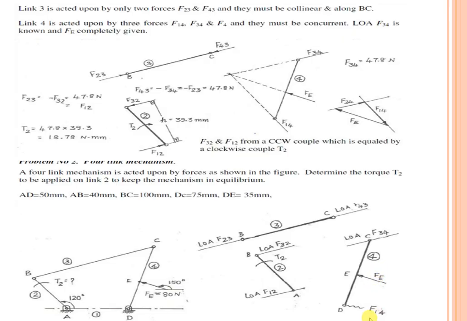So here at D, F of 1 4 will be applied, and the line of action of F of 3 4 will be there. So like this, the 3 links are analyzed with the forces. For this, what you have to determine is that torque 2 must be calculated.